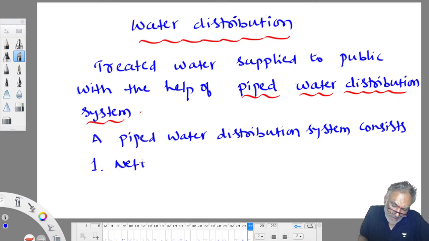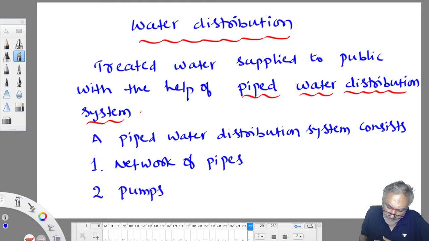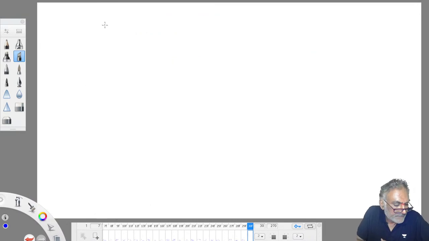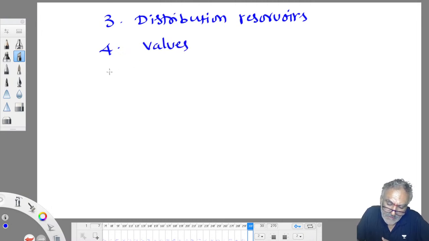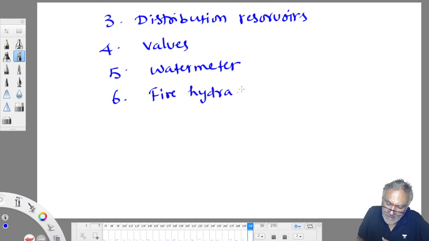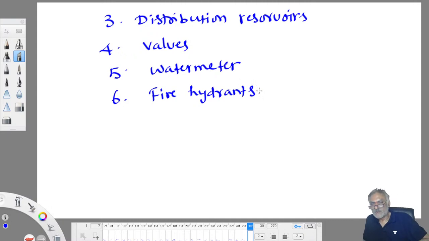One, a network of pipes. Just having pipes is of no use. Pumps. Pipes, pumps, third, distribution reservoirs. Fourth, different valves. Fifth, water meters. Sixth, fire hydrants. All these things put together are called the water distribution system.